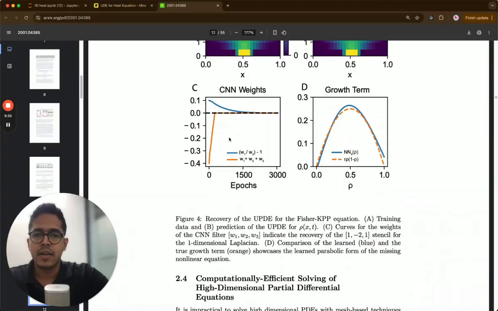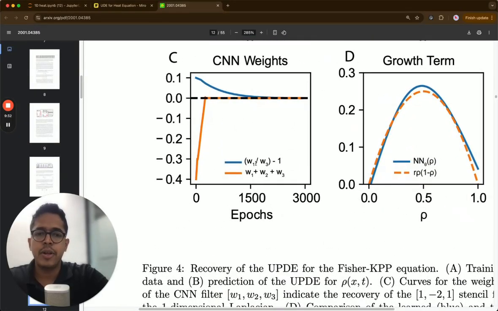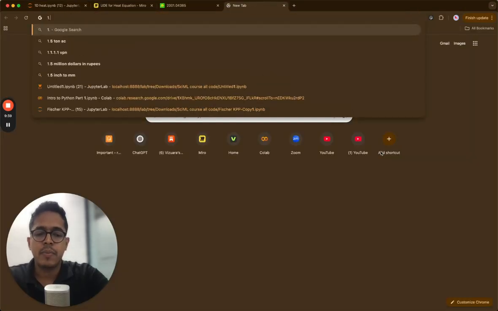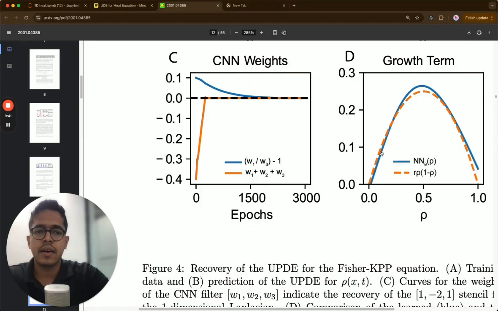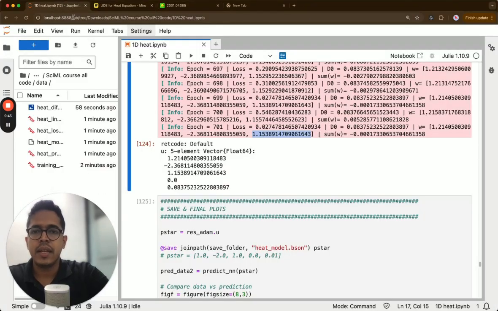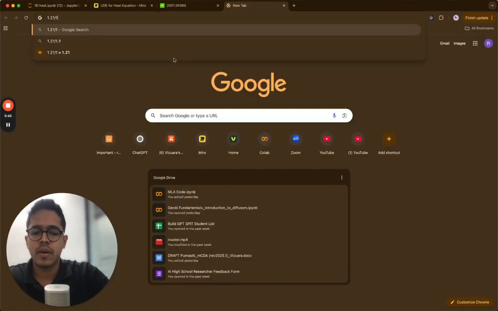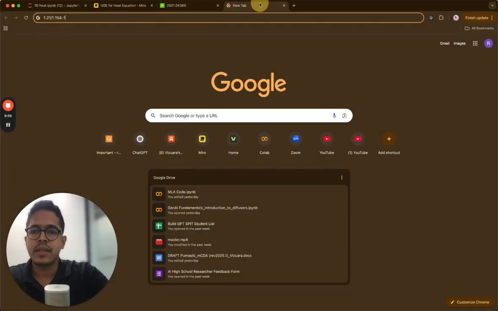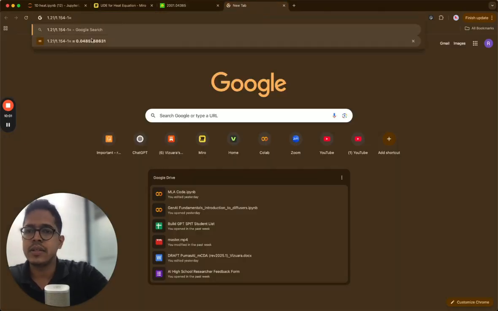Yeah, this one. So here they are plotting W1 divided by W3 minus 1. What is that for us? W1 divided by W3 will be 1.21 divided by W3, which is 1.154. 1.154 minus 1 is 0.04. For them, it is also close to 0. So for us, what is this? 0.04, right?